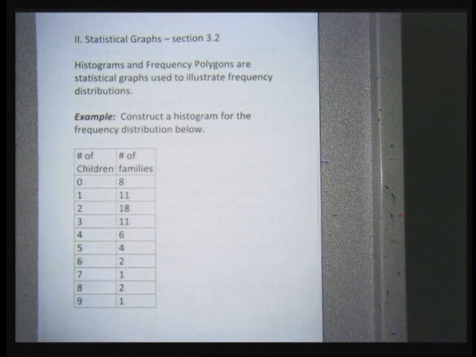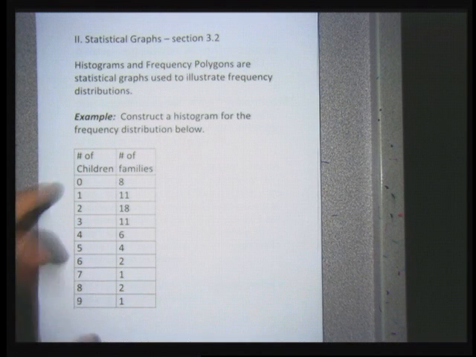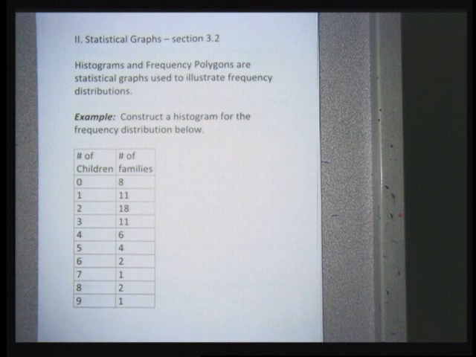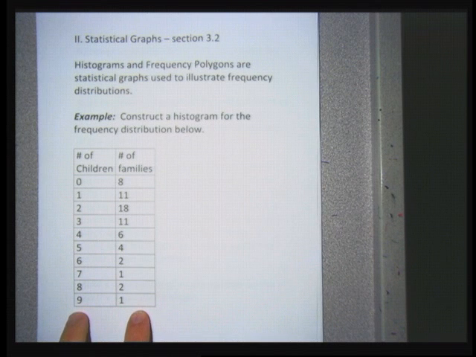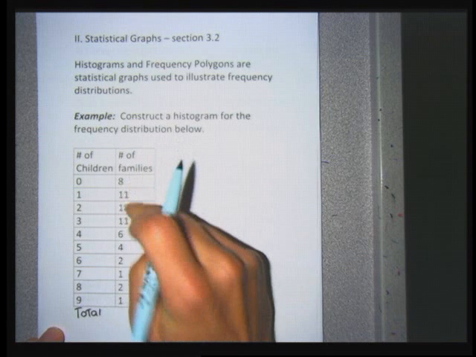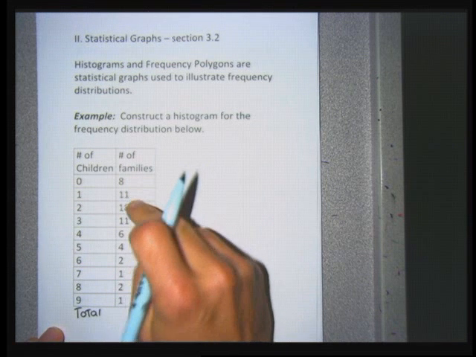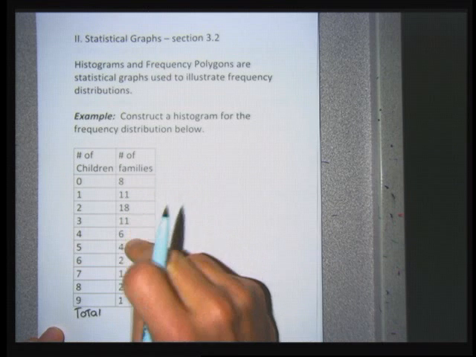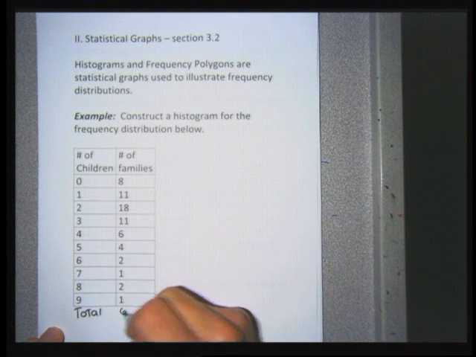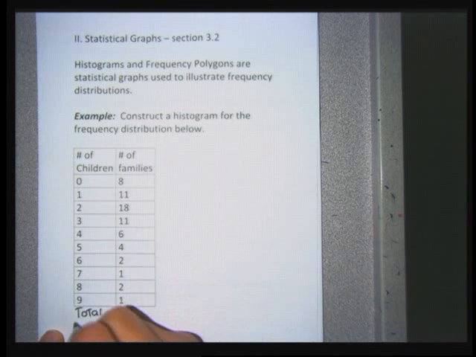So first example, make a histogram from a frequency distribution. In the last section we learned how to make frequency distributions, just the 2-column tables. You'll notice I didn't take the time to write the total on the bottom of this. It probably would have been nice if I would have put a total row, and whatever those add up to: 19, 37, 48, 58, 64. Probably would have been nice if I had that on there, but it really doesn't matter.